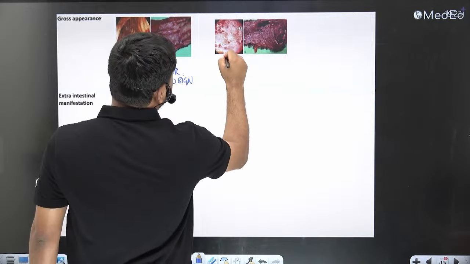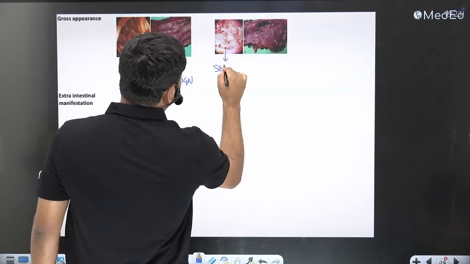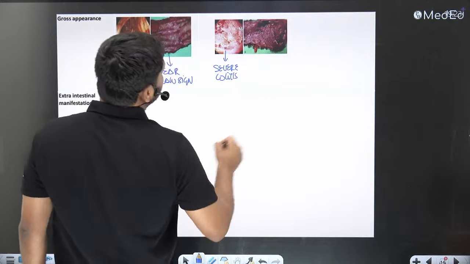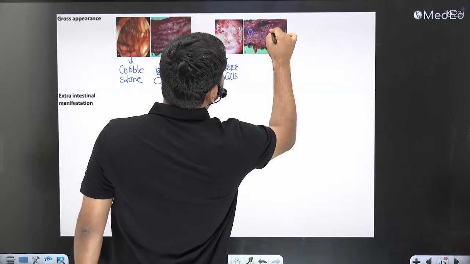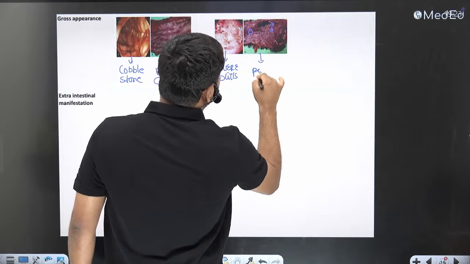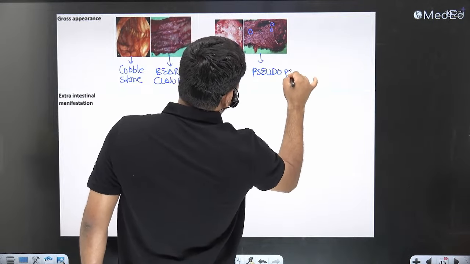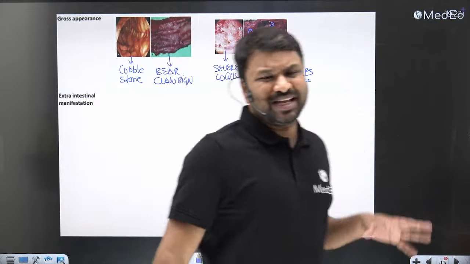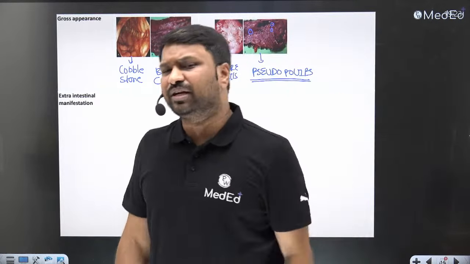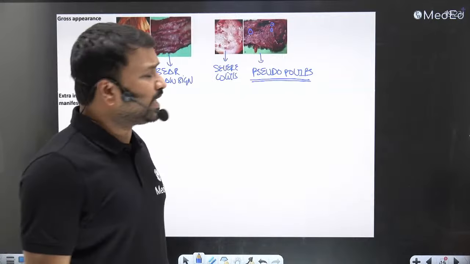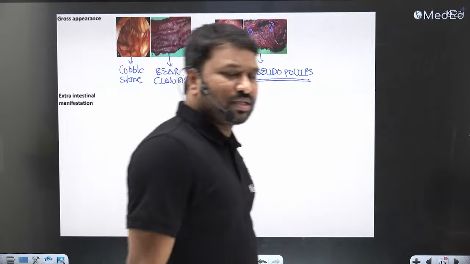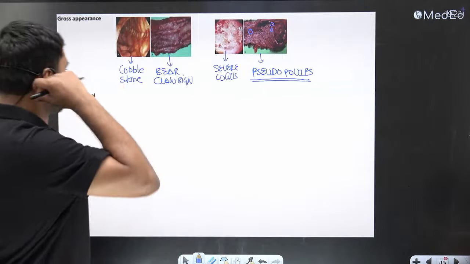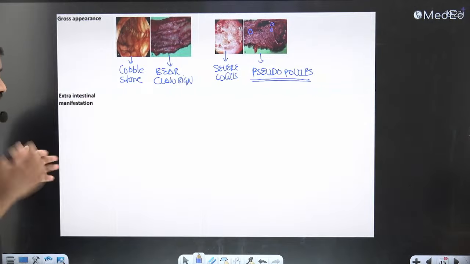Here you can see there is severe colitis that is present, and that too in a continuous manner. If you see carefully here, these are the sites presenting pseudopolyps. So pseudopolyps is a characteristic. These are not true polyps. They are just inflammatory granulomas that are converting into polyps. Absolutely spot on.